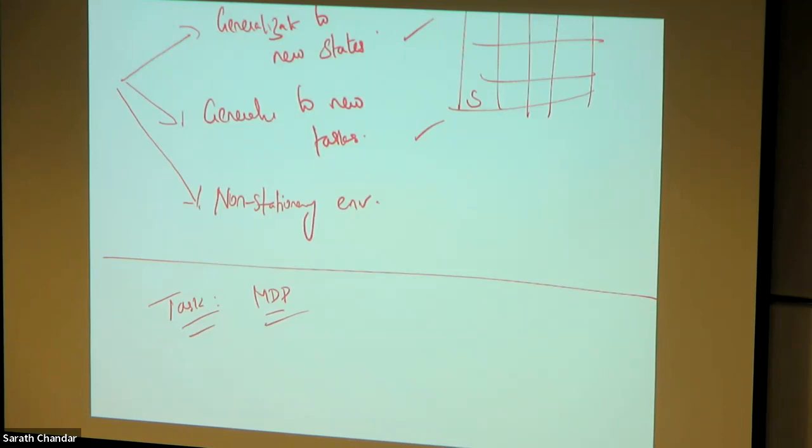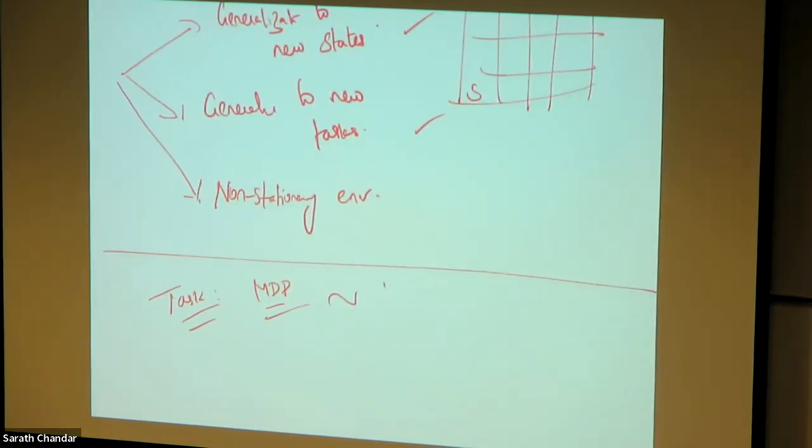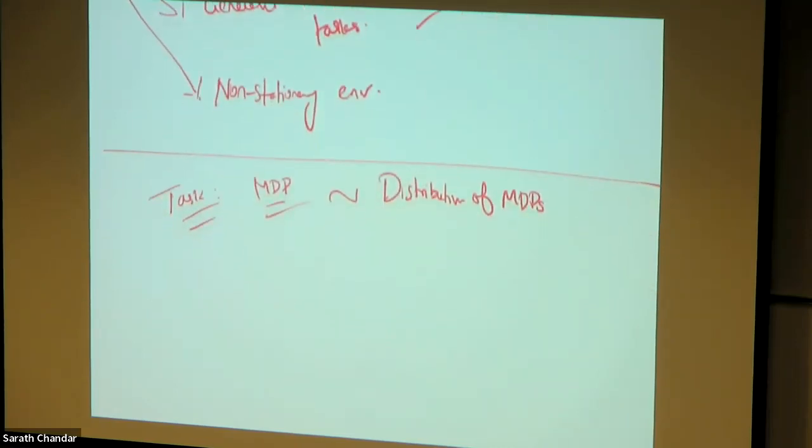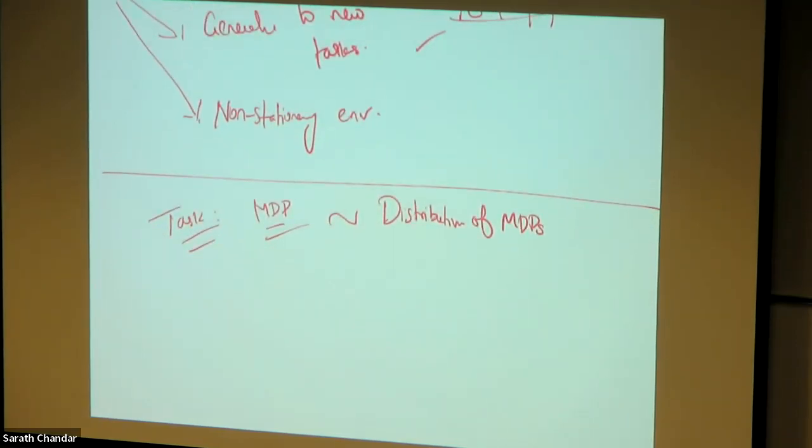Often when people talk about generalizing to new tasks, we will make an assumption that this MDP actually comes from a distribution of MDPs, a family of MDPs. Can we come up with a good agent which would solve any of the MDPs in this particular distribution? Now there are many ways to achieve it, but maybe before that I'll take the question.